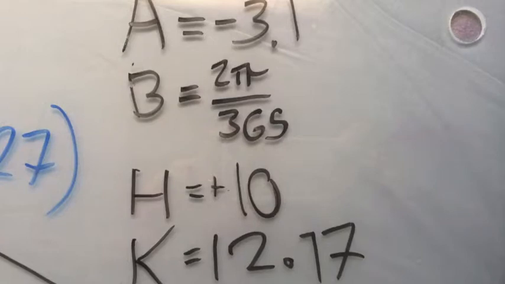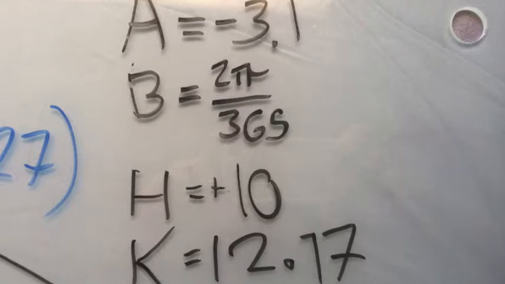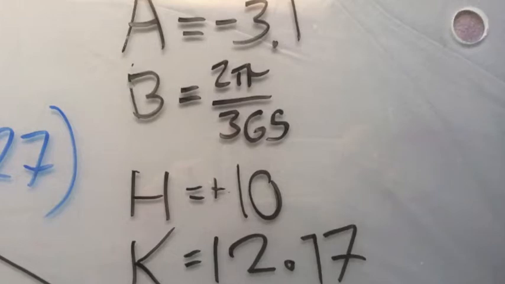Our a value represents the amplitude or the distance it rises and falls from the midline. This number is negative 3.1 because that is the least amount of hours lost at any point of the year from the average. This date is December 21st, which is 3.1 hours less than the average, so we must go down and up this much.